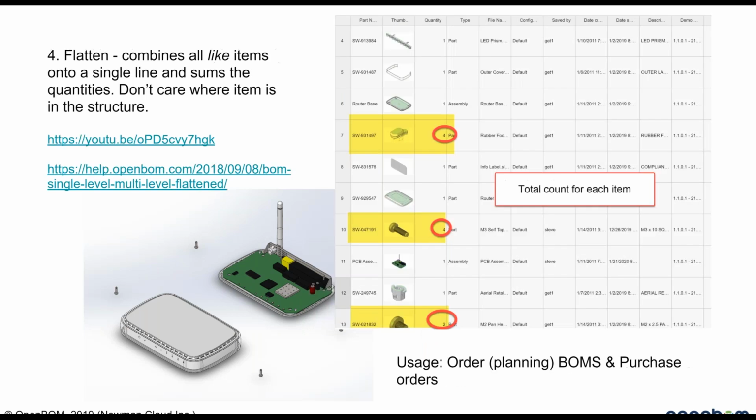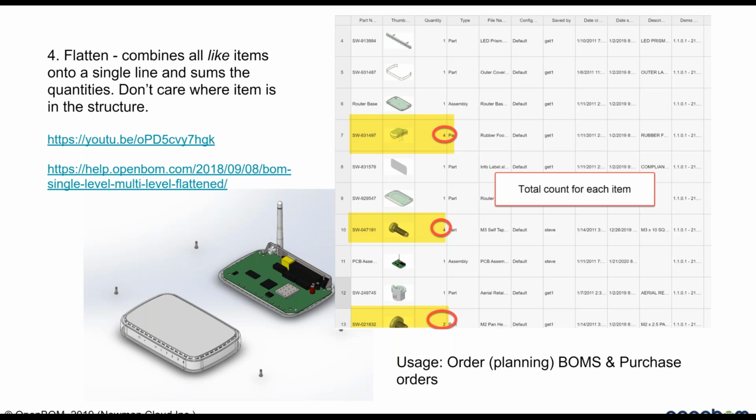And then finally, something that I call a flattened BOM. I've worked in places where we call this a quantity view or a quantity BOM. And the purpose of the flattened BOM is really for order planning and purchasing. So the flattened view goes all the way down through my structure. It's typically built from a multi-level BOM, works its way all the way down through my structure, and creates a single line item, a single entry for each item, regardless of where that item appears.